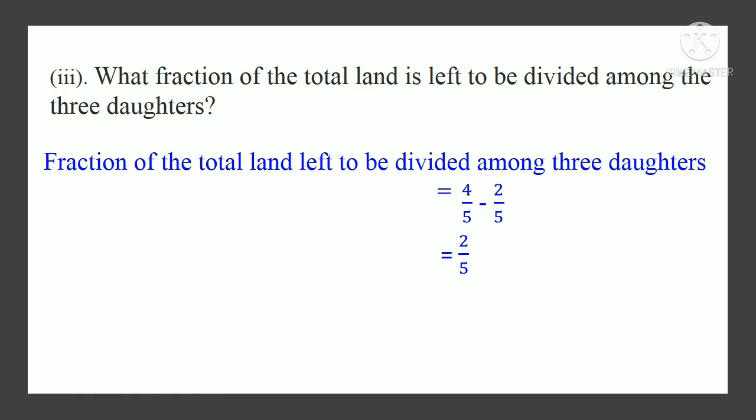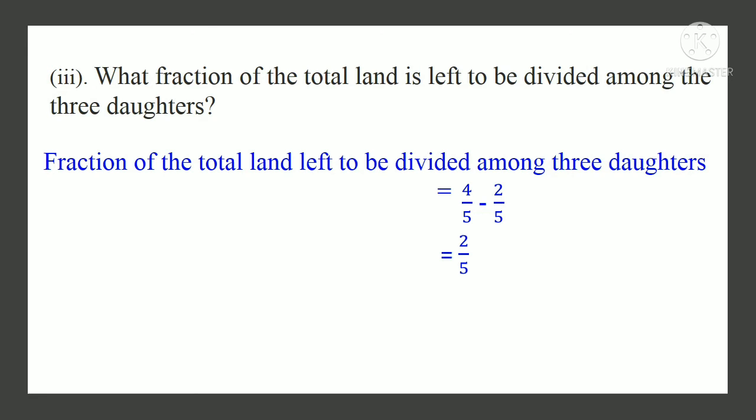What fraction of the land is left to be divided among the 3 daughters? Okay, we got the idea first. That means from the remaining portion. There are 2 methods. From the remaining portion, we can subtract the portion received by son, or else from the total land, we can subtract the amount received by both father and the son. Then from that we can get the remaining amount that is to be divided among 3 daughters.